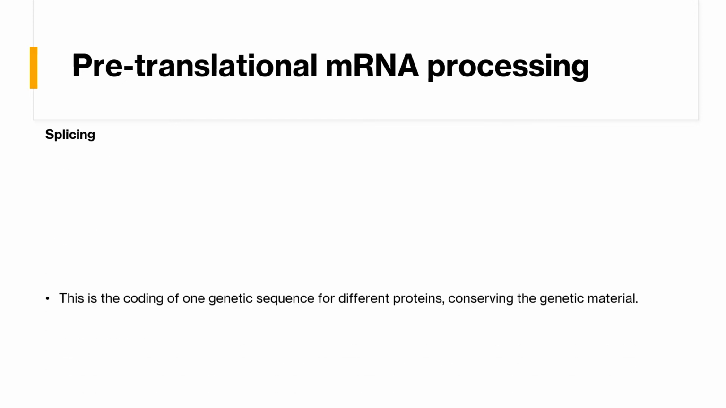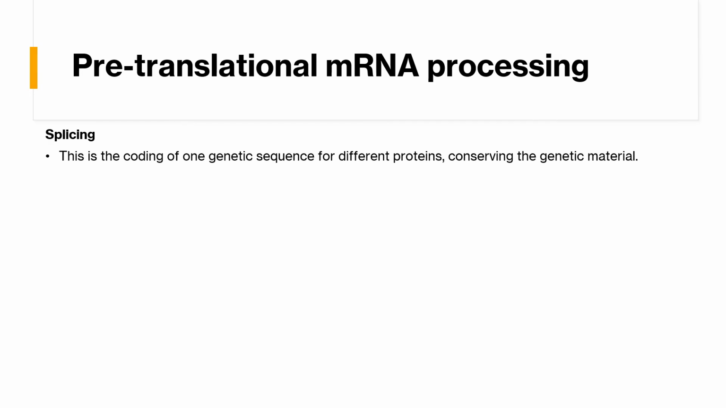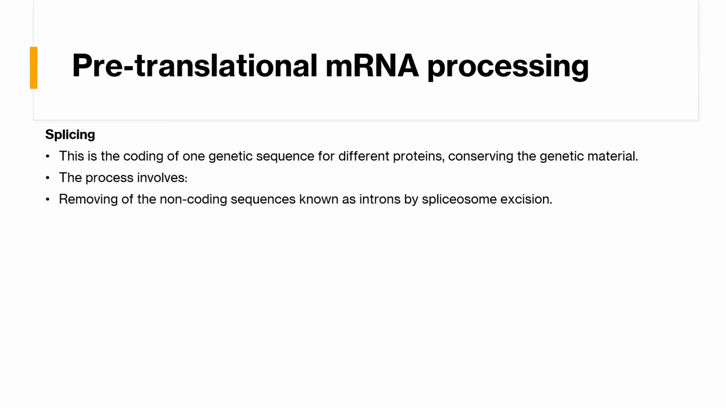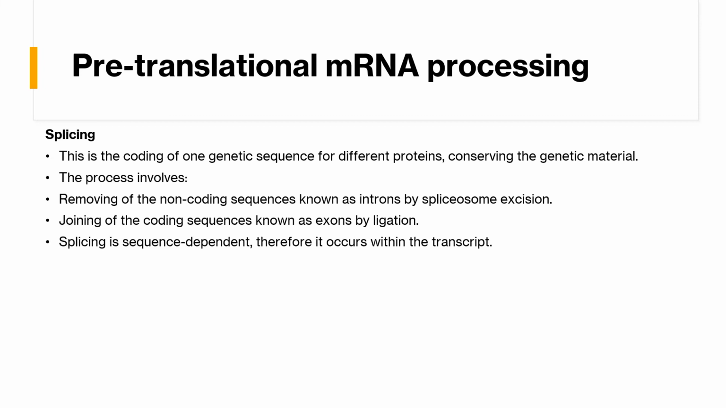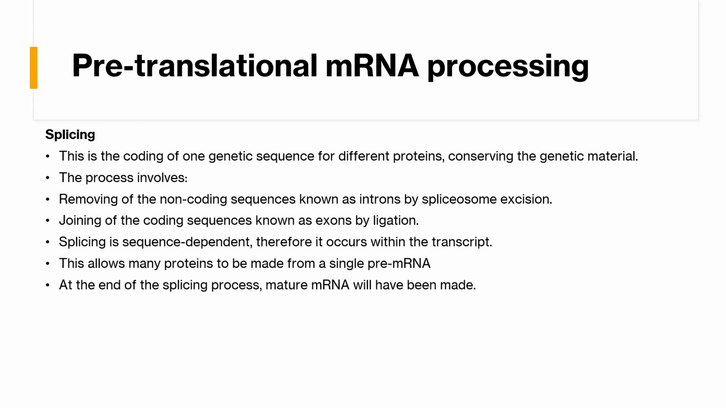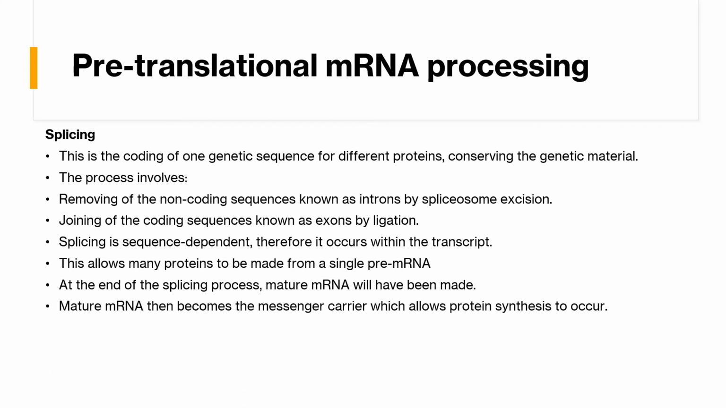Last is splicing. This is the coding of one genetic sequence for different proteins, conserving the genetic material. The process involves removing of non-coding sequences known as introns by spliceosome excision, and joining of coding sequences known as exons by ligation. Splicing is sequence dependent, therefore it occurs within the transcript. This allows many proteins to be made from a single pre-mRNA. At the end of the splicing process, mature mRNA will have been made.